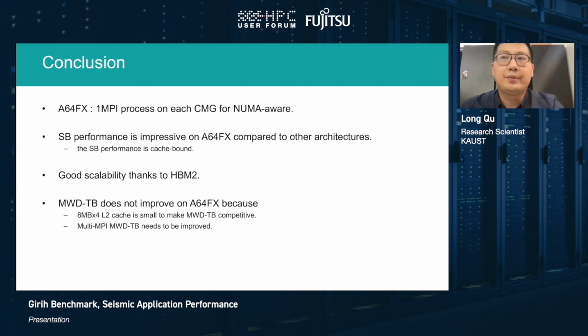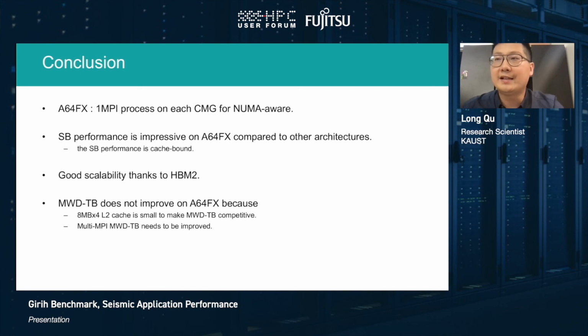In this talk, we present our first Girih evaluation on A64FX. As A64FX is composed of 4 core memory groups, CMG, for NUMA domains, 1 MPI process on each CMG is preferred to achieve higher performance. Compared to Intel and AMD chips, on A64FX, the classic spatial blocking performance is impressive with good scalability. Further analysis shows it is even cache-bound.